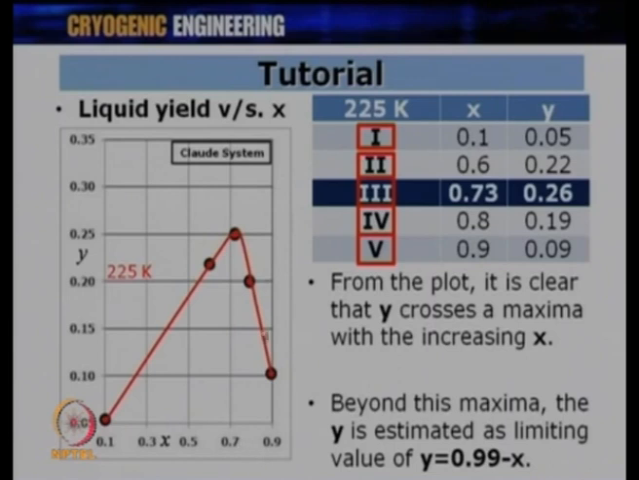Beyond this maxima, up to this point we had used the expression which was given as y is equal to h1 minus h2 etc., what we have calculated earlier. Beyond this value, we have used y is equal to 0.99 minus x, which is a limiting case of y over here.